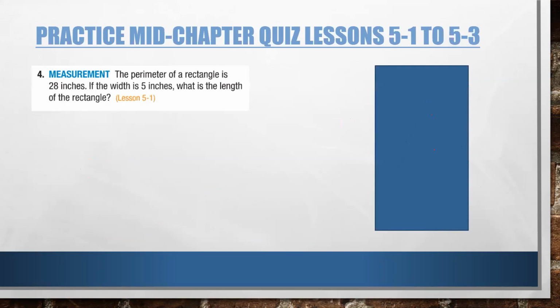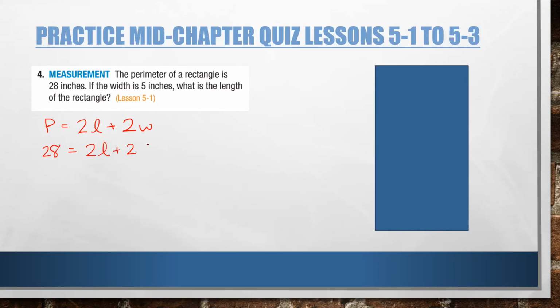Number 4, the perimeter of the rectangle is 28 inches. So remember, you can use P is equal to 2L plus 2W. It says if the width is 5 inches, what is the length of the rectangle? So we know the perimeter is 28 and the width is 5. So we don't know L.